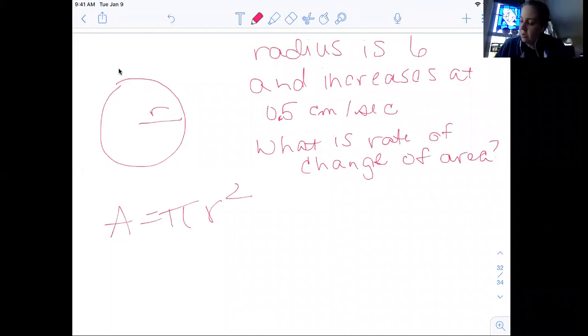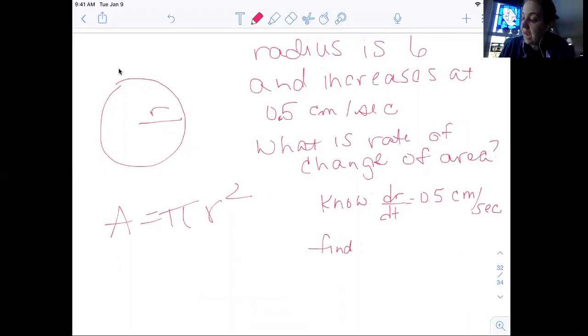So we know that dr/dt is 0.5 centimeters per second. And we want to find dA/dt. When are we taking a picture with our phone? When is that exact moment? That exact moment happens when the radius is equal to 6. Okay, back to our geometric equation.